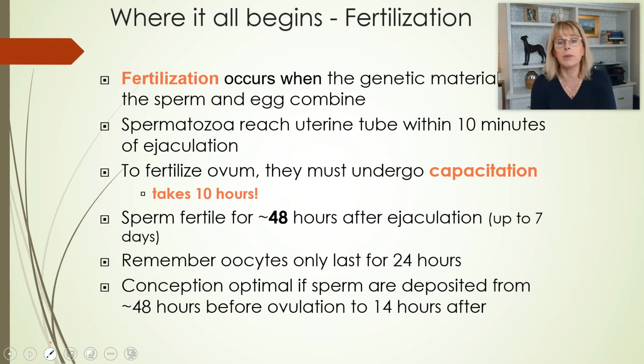In some people, it can be up to 7 days, and that really depends on the immune system of the woman's reproductive tract. But remember, the oocyte only lasts for 24 hours. So they get up there really fast. However, this process of capacitation will take about 10 hours.